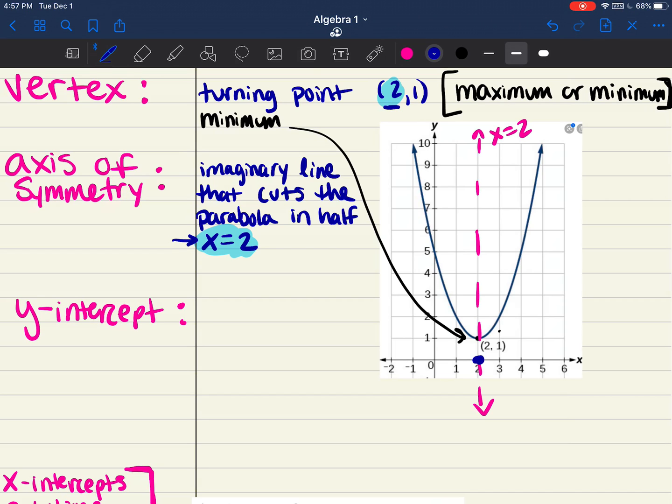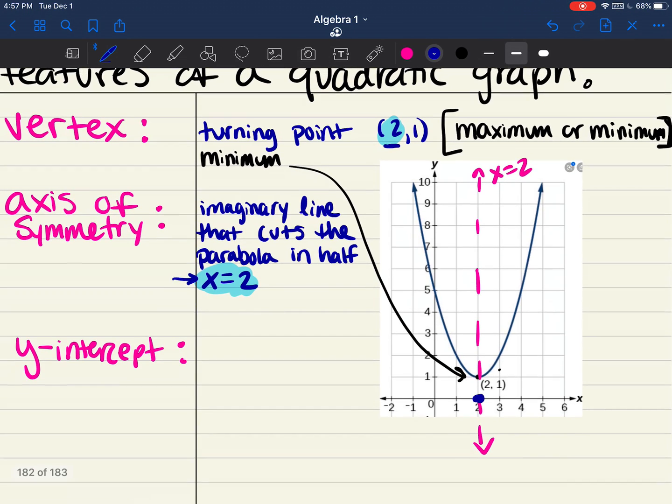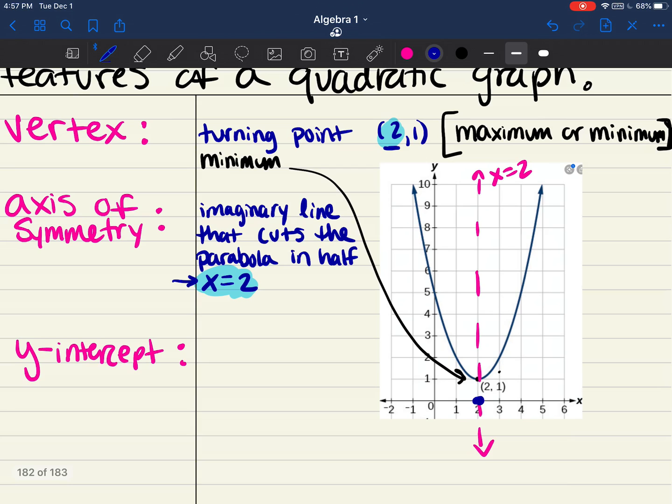All right, your y-intercept. So a couple of things. Vertex, axis of symmetry, and y-intercept are things every single quadratic will always have. So that's important to know. So you might want to write that quadratics will always have a y-intercept.